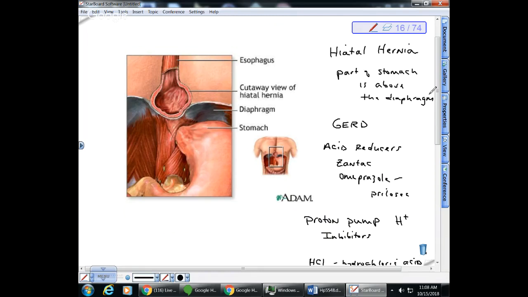Okay, so let's stop there for today, and then we'll talk next about the different layers of the digestive system wall and what protects the stomach from the acid.